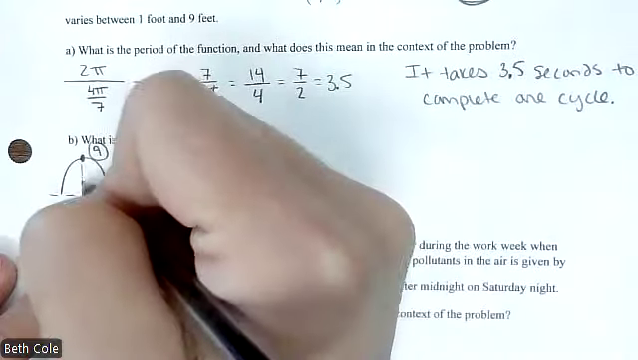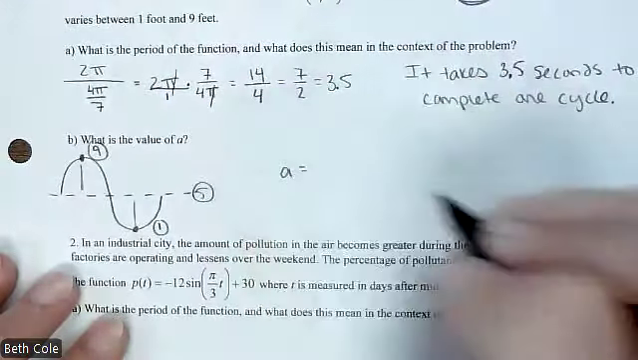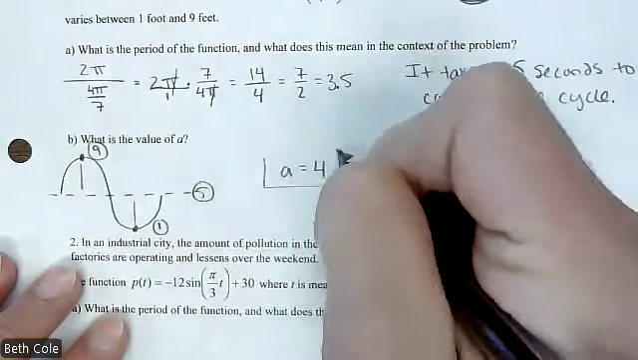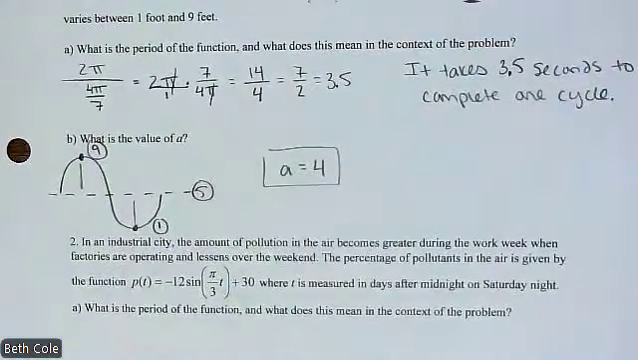How far are you getting from that center line? A would have to be how much? 4. Good job. So you use what they tell you to figure out what you're missing. But it's the same thing we've done before. It's just now there's a story associated with it. All right. Let's try another one.